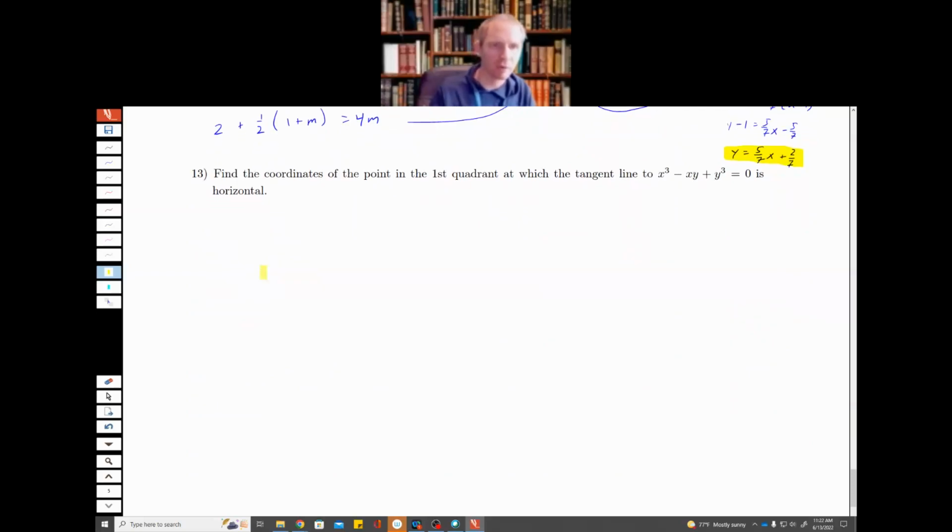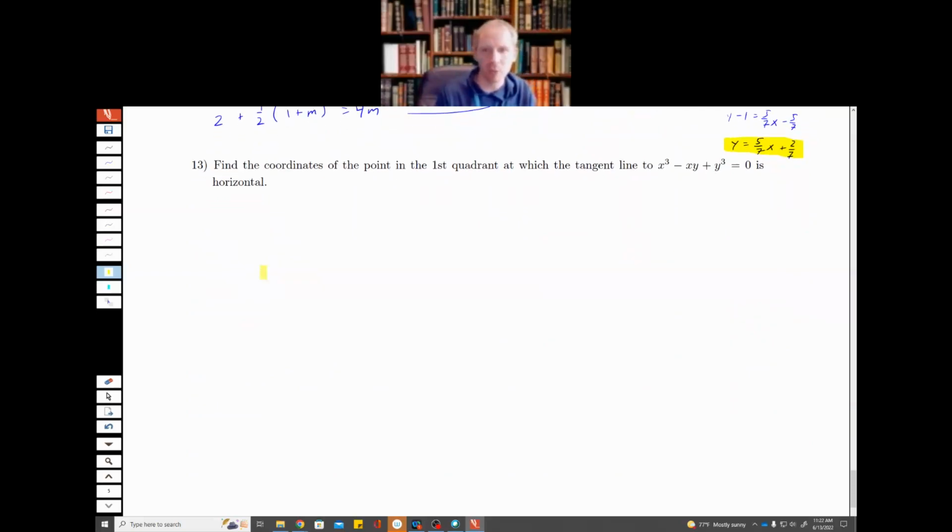Okay, I think this is the last one on the review. Find the coordinates of the point in the first quadrant at which the tangent line to this, I don't want to call it a function, but this implicit function is horizontal. Okay, so a tangent line is horizontal. That means that the slope of the tangent line is 1. I'm sorry, is 0. So what I want to do is I want to solve for where the derivative dy dx is equal to 0. Okay, so what we're going to do is we're going to compute dy dx, and then we're going to set it equal to 0 and solve.